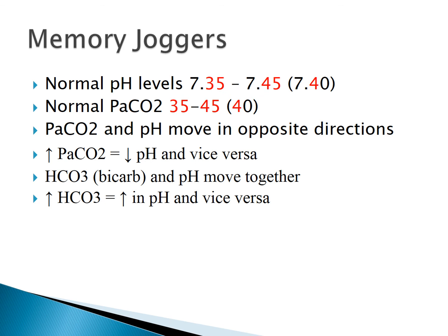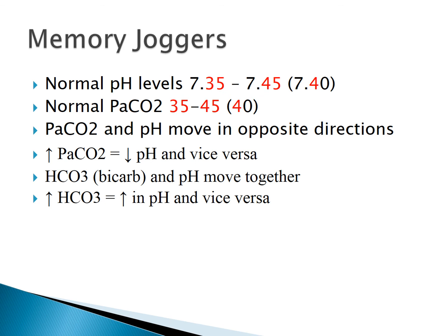So normal pH levels are 7.35 to 7.45. Okay, the average of that is 7.4. That's right in the middle. I always remembered it because your pH levels are 7.35, 7.45, and your normal PaCO2 is 35 to 45. Okay, so I relate them like that. So I always remembered it. My PaCO2 was 35 to 45.